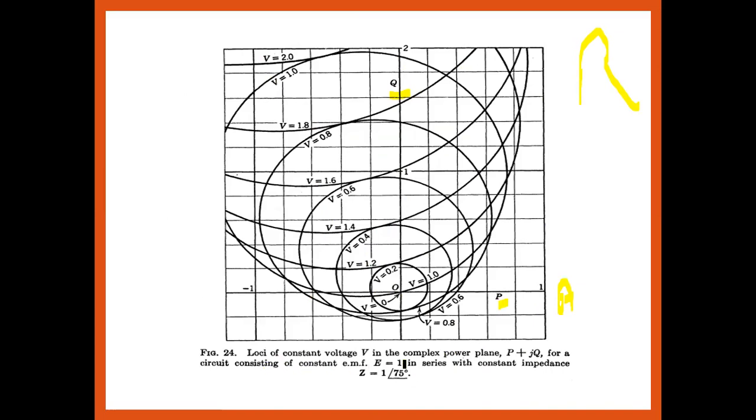the locus of the constant voltage for the P plus jQ circuit containing the EMF equal to 1 in series with the constant impedance j equal to 1 at the angle of 45. So from the above case, we are able to find the equivalent reactance.